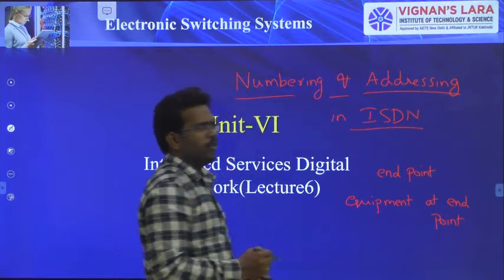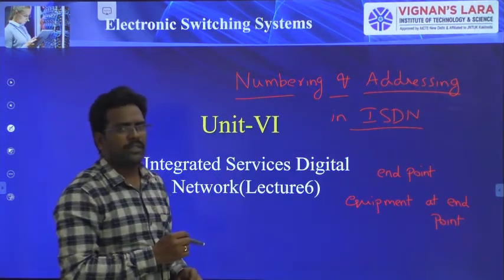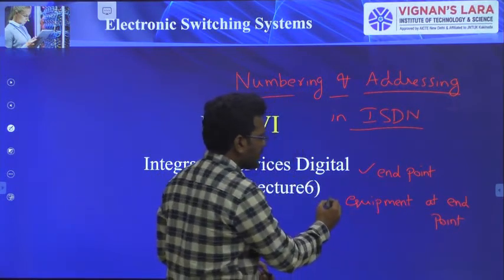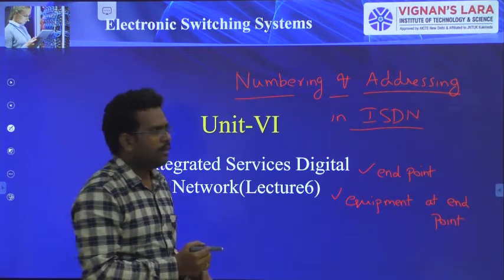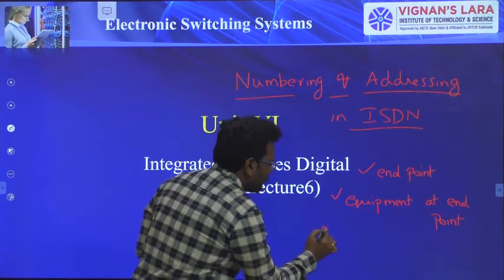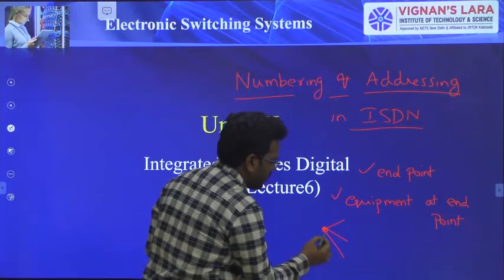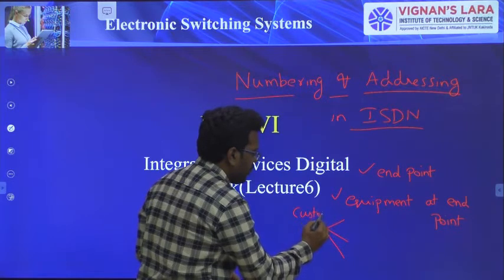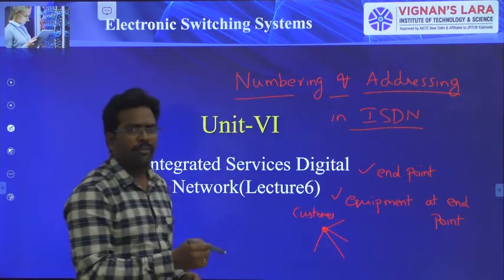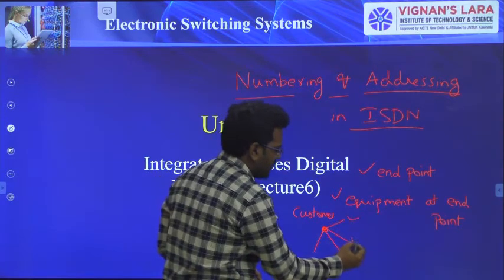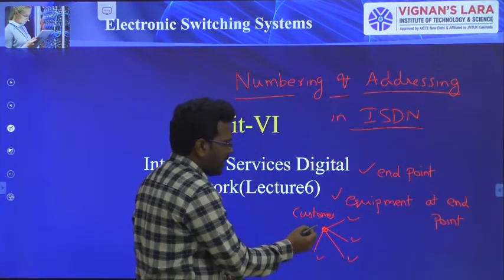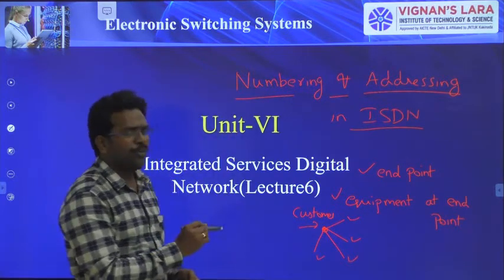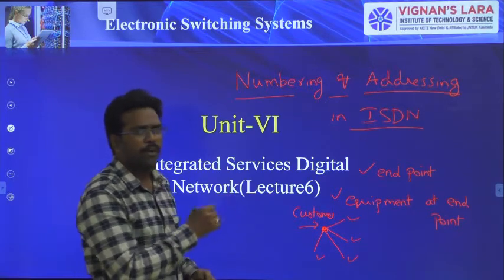So before discussing this numbering plan, we have to get some clarity regarding 2 points. One is endpoint, and one is called equipment at endpoint. For a given endpoint, it may have n number of end equipments because this is a customer. If you want more services, then he should have multiple end equipments. In this example, for this endpoint, there are 4 services, so there are 4 end equipments. We call them equipment at endpoints.